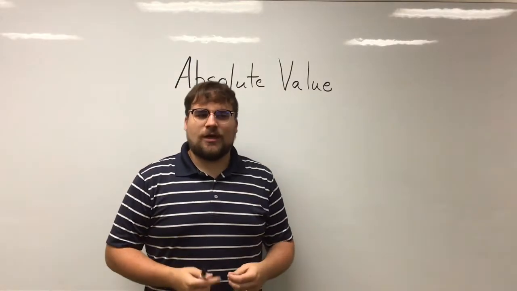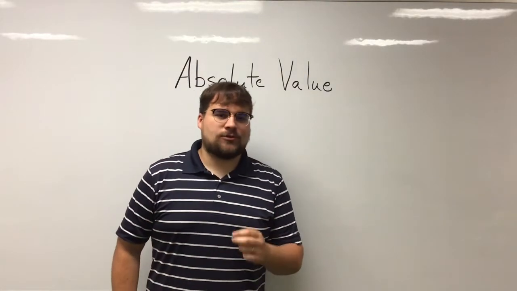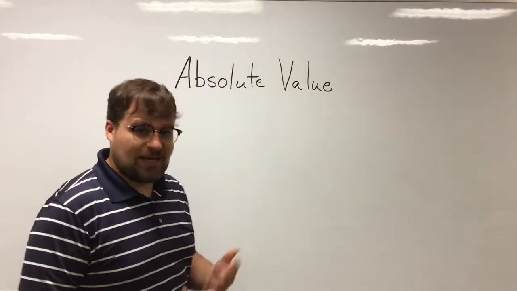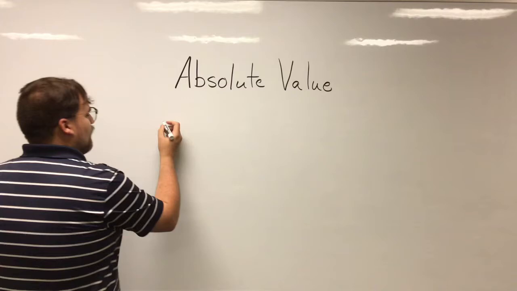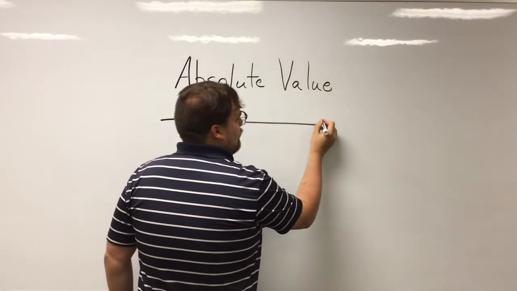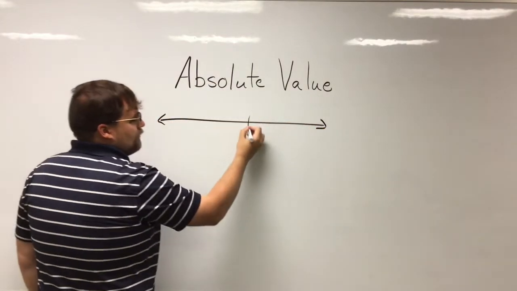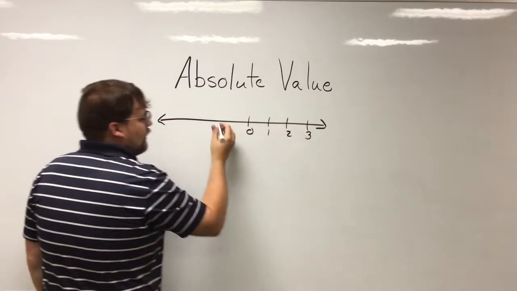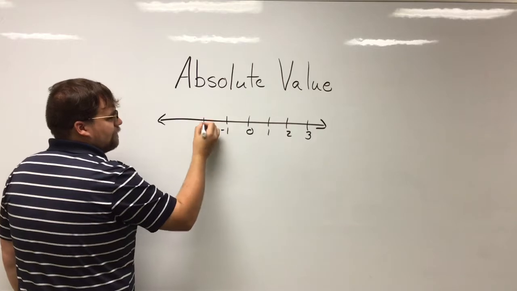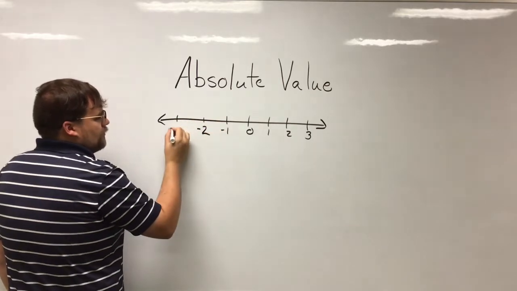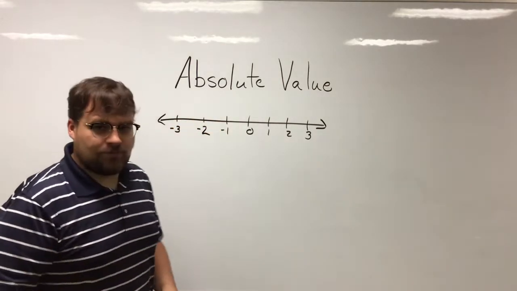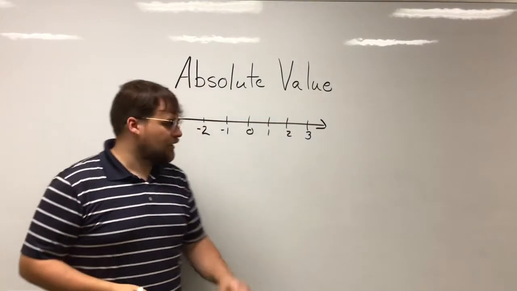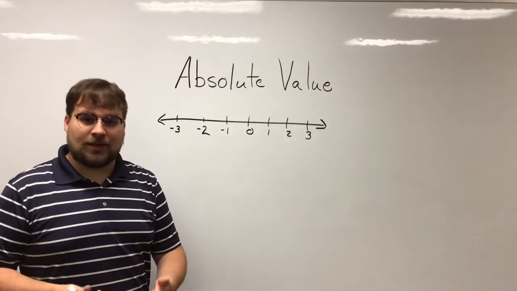high school, and absolute value has probably been related to the number line in your past education. Whenever we talk about something like this, a number line that has positives and has negatives. Because absolute value relates to the idea of how far you are away from zero on a number line.